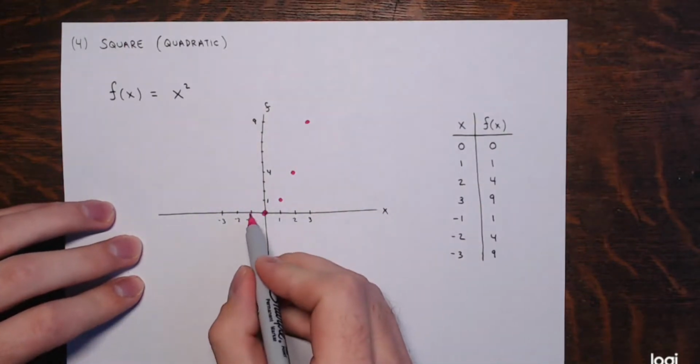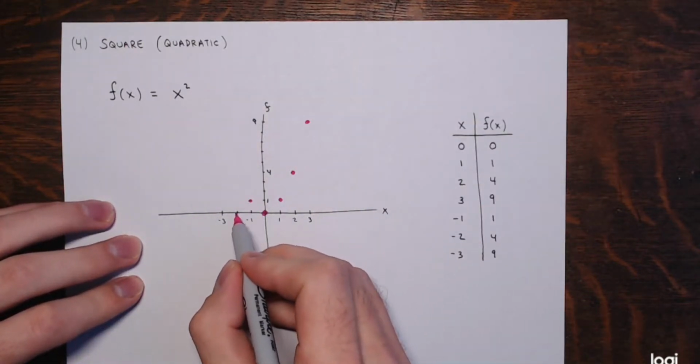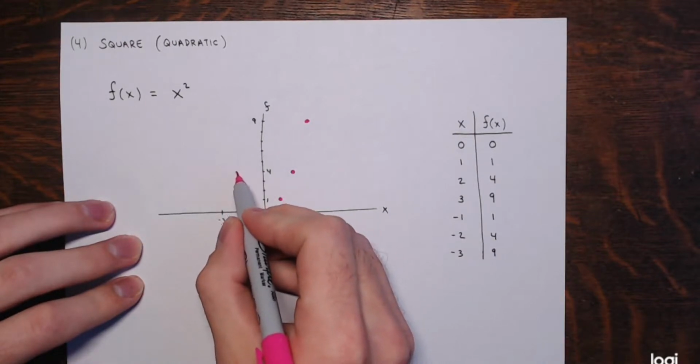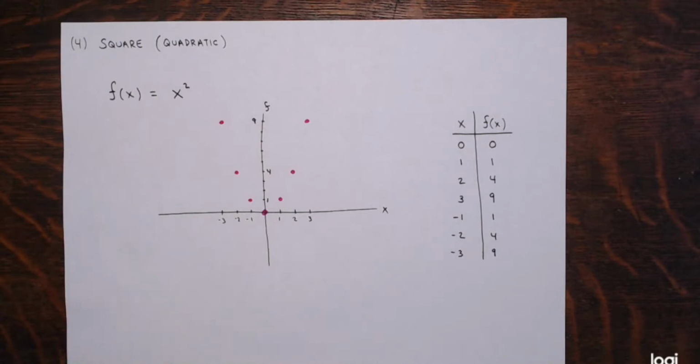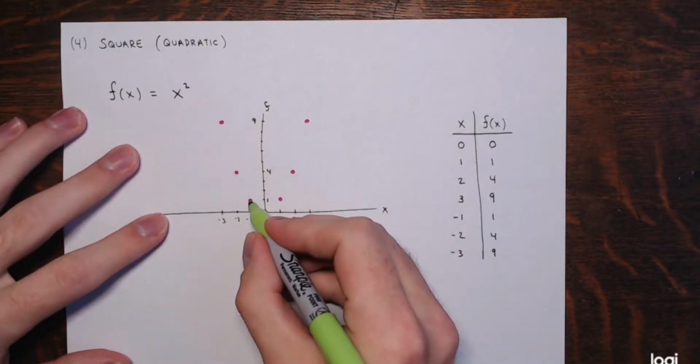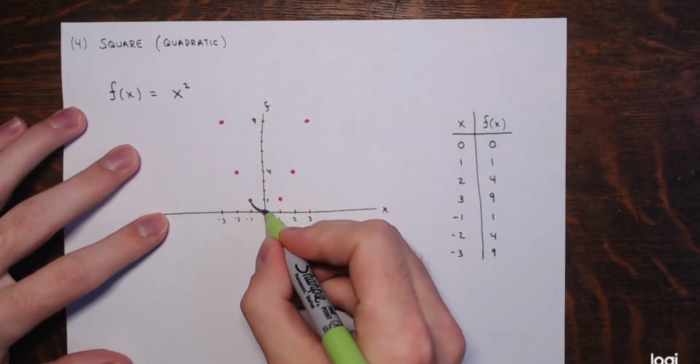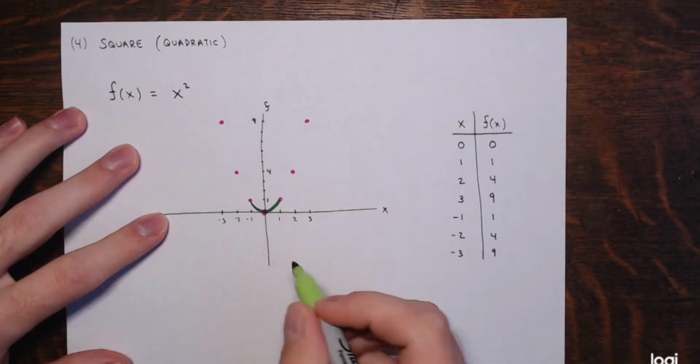Negative 1 squared is positive 1. Negative 2 squared, positive 4. Negative 3 squared, positive 9. Right? And these are not forming rays. These are not straight like the absolute value function. It's more curvy. Right? And all that I would ask is that you don't make the bottom pointy. Right? It's more rounded like this.